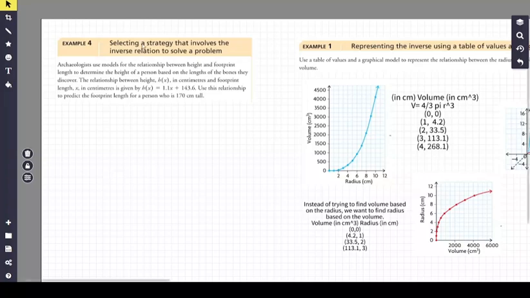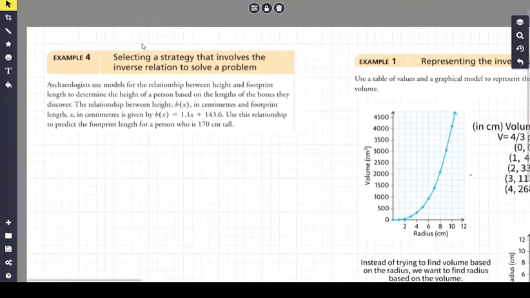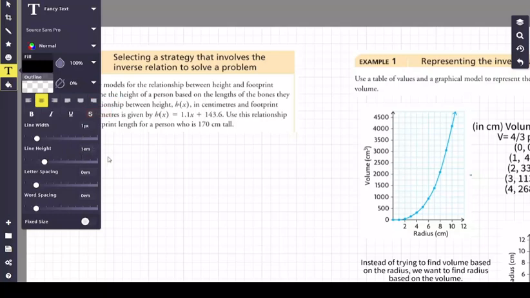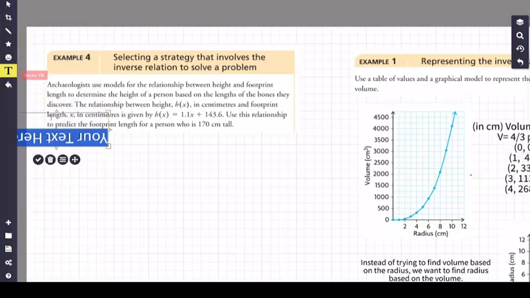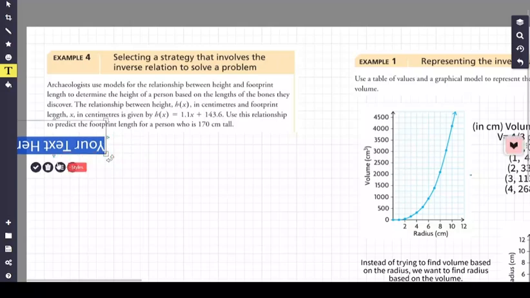The relationship between height, h of x in centimeters, and footprint length x in centimeters is given by h of x equals 1.1x plus 143.6. So use this relationship to predict the footprint length of a person who is 170 centimeters tall. This should be easy peasy if you have some intuition. So let's go ahead and do this. Since we now have the y value, we have h of x. What do we want to find? Well, we want to find x. We want to work backwards.